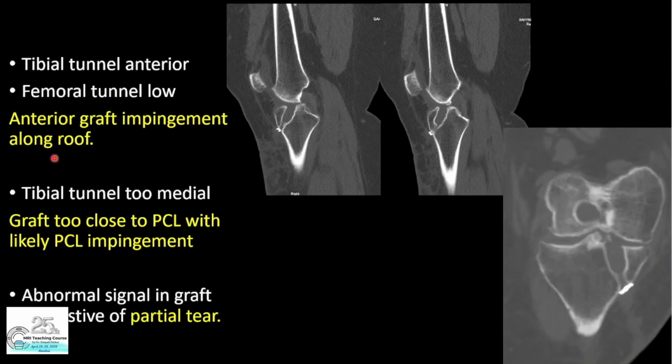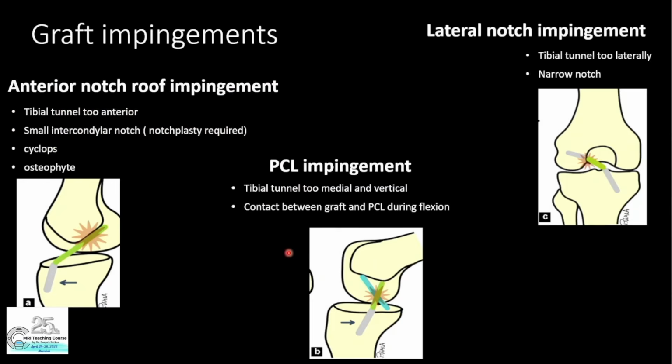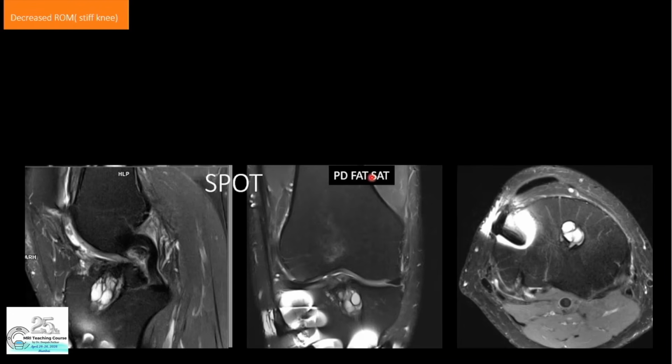So in this case, we had abnormal tunnel positions which led to anterior graft impingement along the roof, and because the tibial tunnel was too medially placed, it was causing PCL impingement also. So these are the graft impingements. We can have anterior notch impingement because of tunnel abnormality, small intercondylar notch, cyclops formation and osteophyte formation. If the tibial tunnel is very medial and very vertical, you will get PCL impingement, and if the tibial tunnel is laterally placed, then you will get a lateral notch impingement.